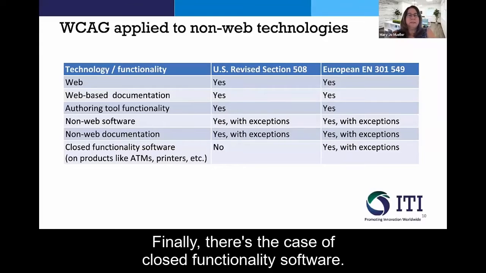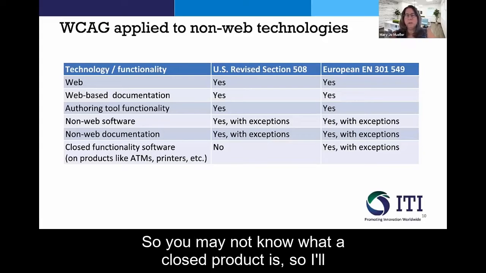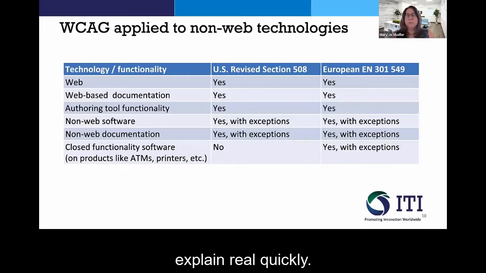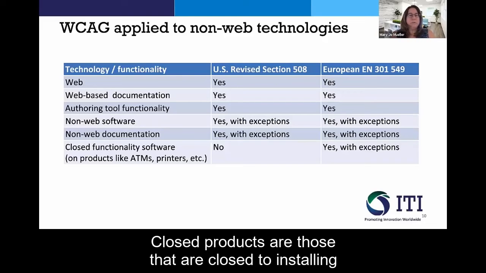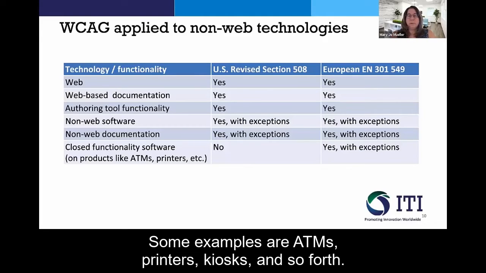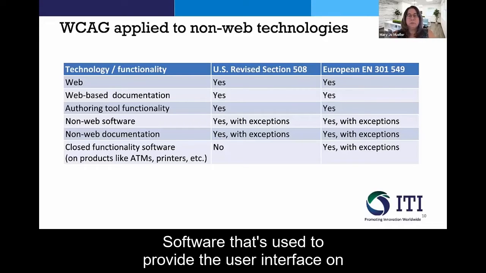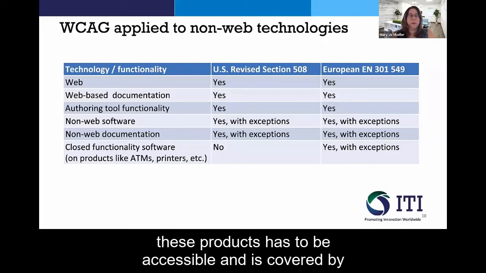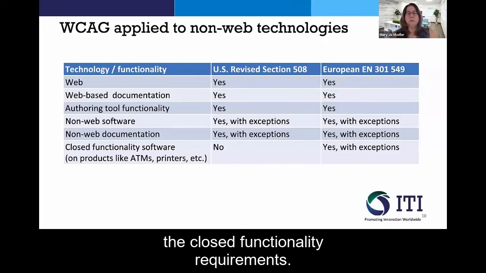Finally, there's the case of closed functionality software. So you may not know what a closed product is, so I'll explain real quickly. Closed products are those that are closed to installing assistive technology, such as a screen reader. Some examples are ATMs, printers, kiosks, and so forth. Software that's used to provide the user interface on these products has to be accessible and is covered by the closed functionality requirements.